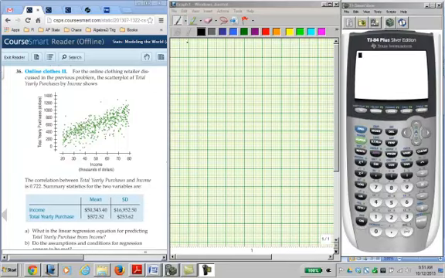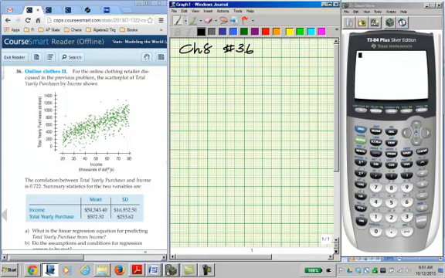Number 36, Chapter 8. What we have here is total yearly purchases in dollars versus income. Now, the income's also in dollars. The graph is showing it in thousands of dollars. So we have two quantitative variables.